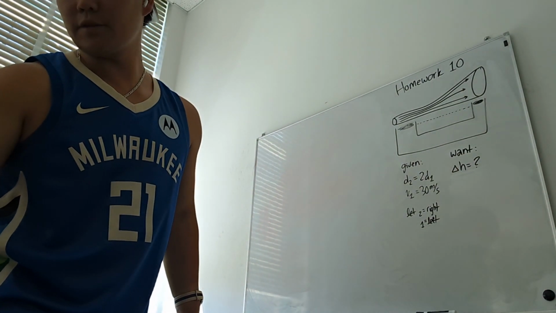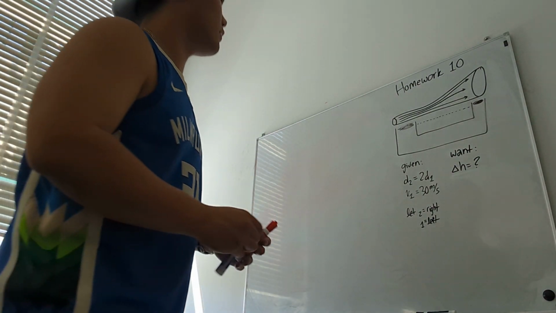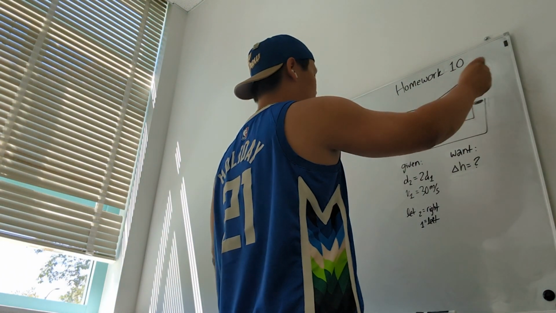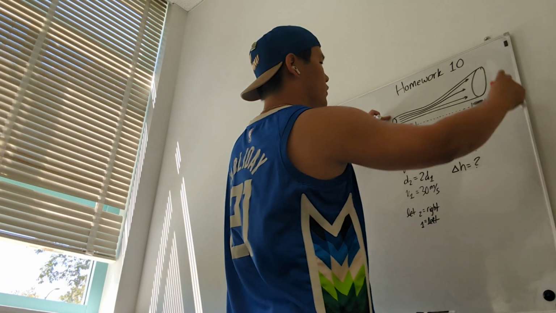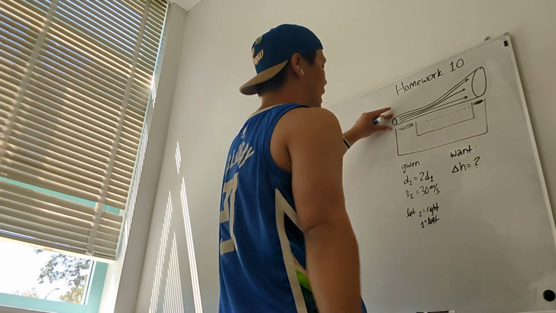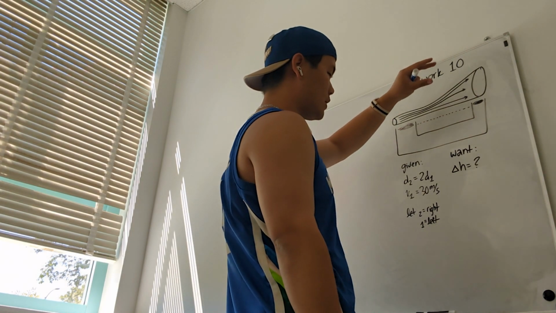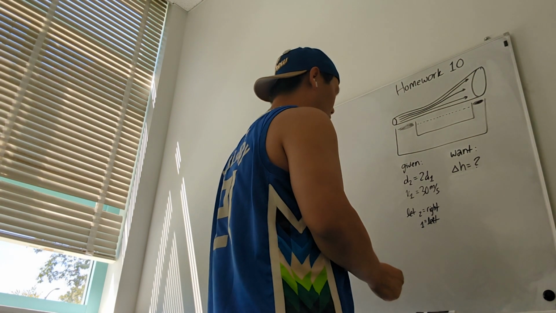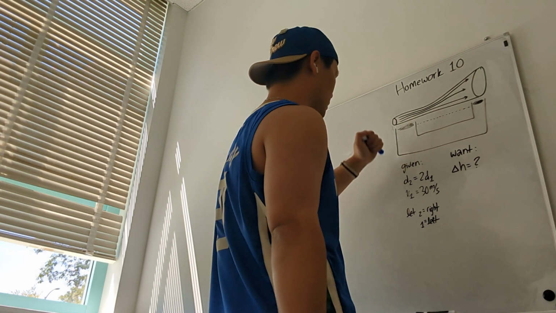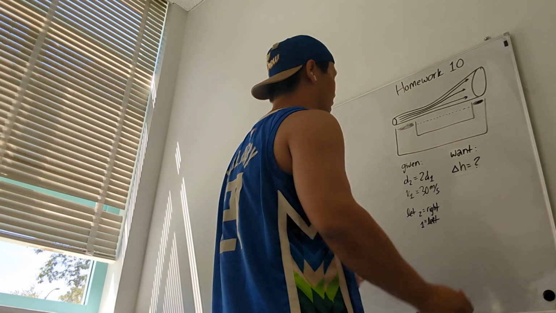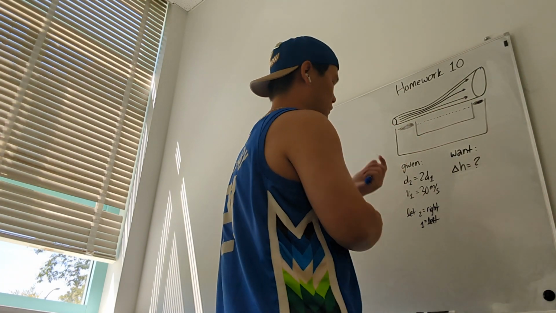So, here's the setup. We have airflow. We have this left side, which we're going to denote as 1. We have this right side, which we're going to denote as 2. The diameter on the left of the tube is half that of the one on the right. The velocity on the left is 30 meters per second. But we're looking for the change in height of these two pistons once the air is cut off.